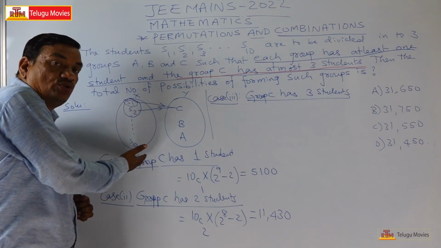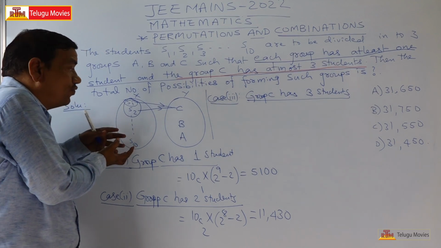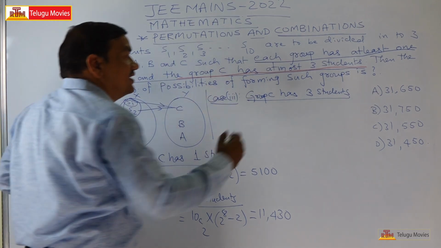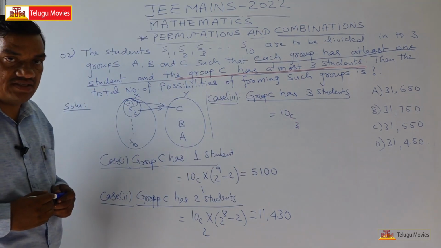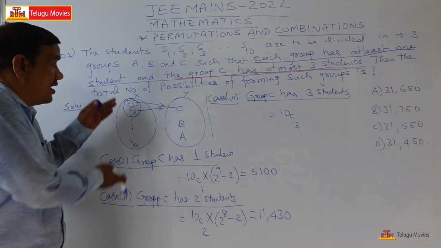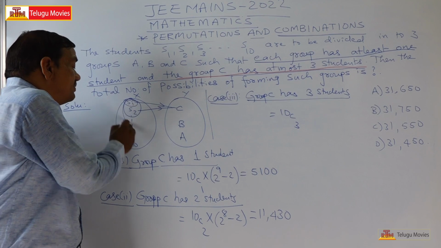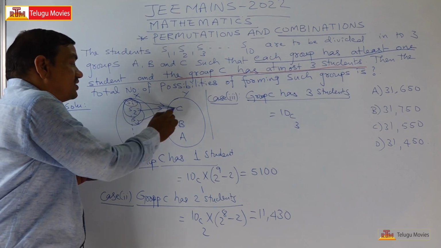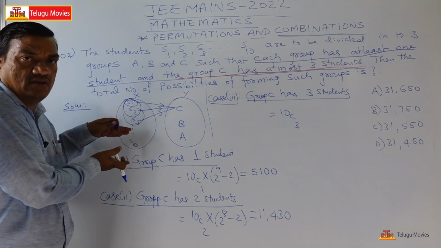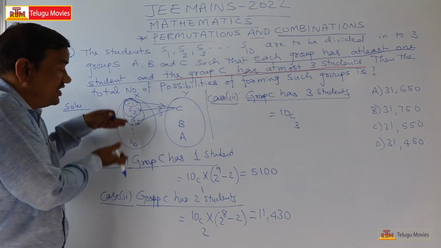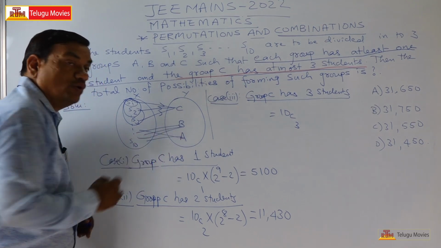See here, there are 10 students. In these 10 students, the 3 students will be selected for group C in how many ways? 10C3 ways. Now, how many students will remain? Let us take S1, S2, S3 allotted to group C. 7 students will be there. These 7 students will be allotted to B and A.